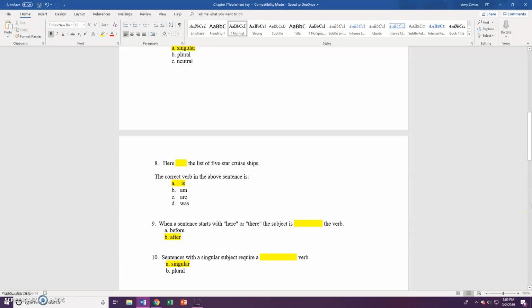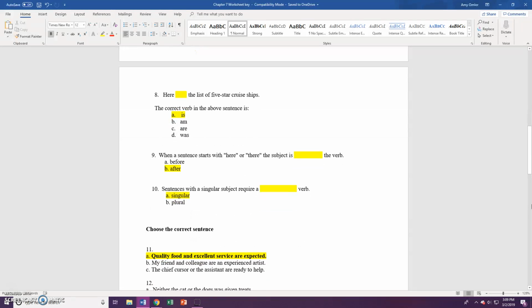Number 9. When a sentence starts with here or there, the subject comes after the verb. In normal sentences, the subject comes before the verb, but if you start it with here or there, that makes an inverted sentence, which means the subject comes after the verb. Number 10. Sentences with a singular subject require a singular verb.